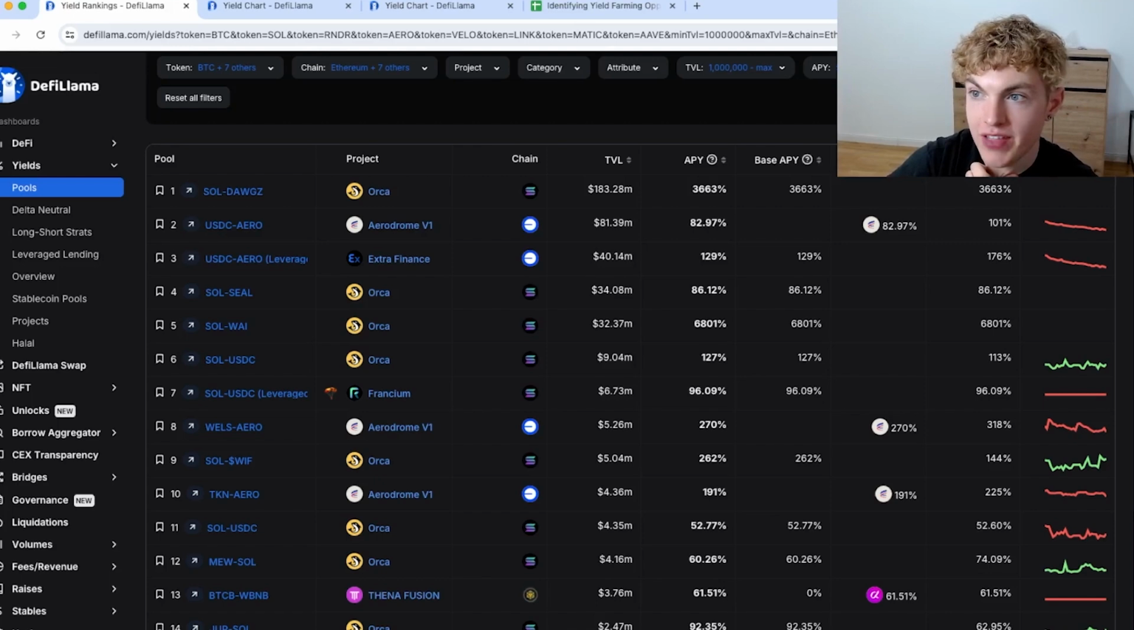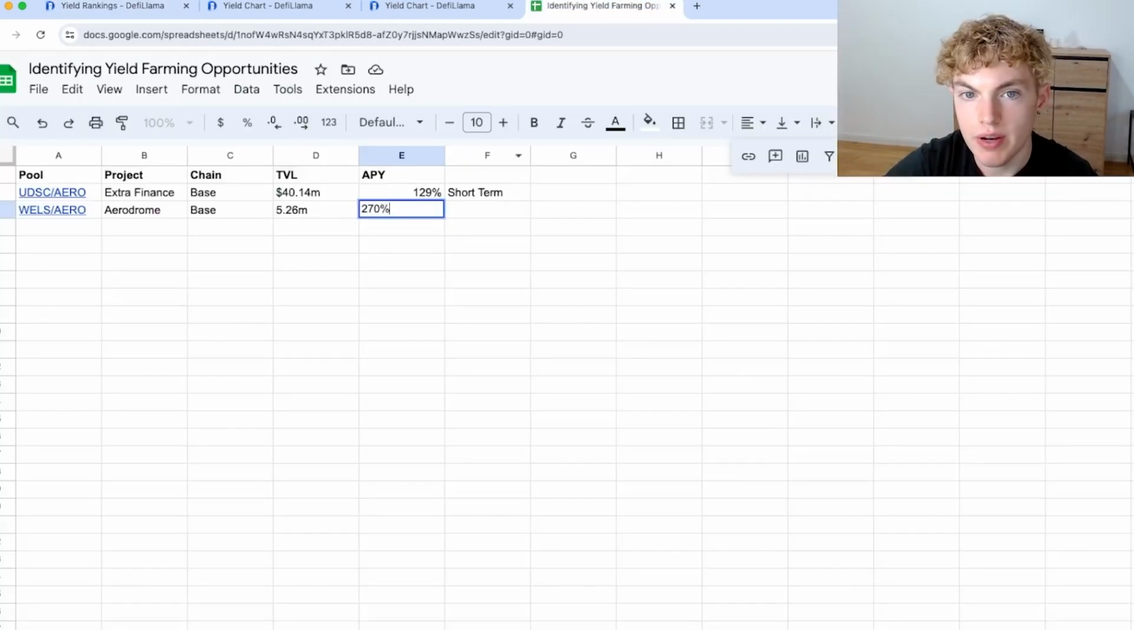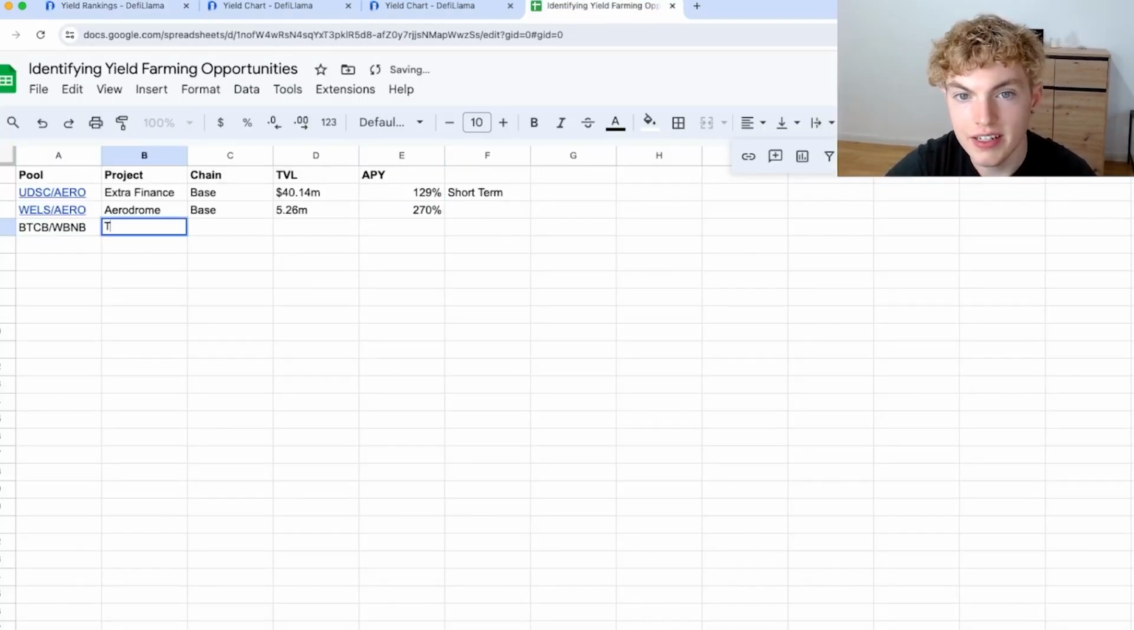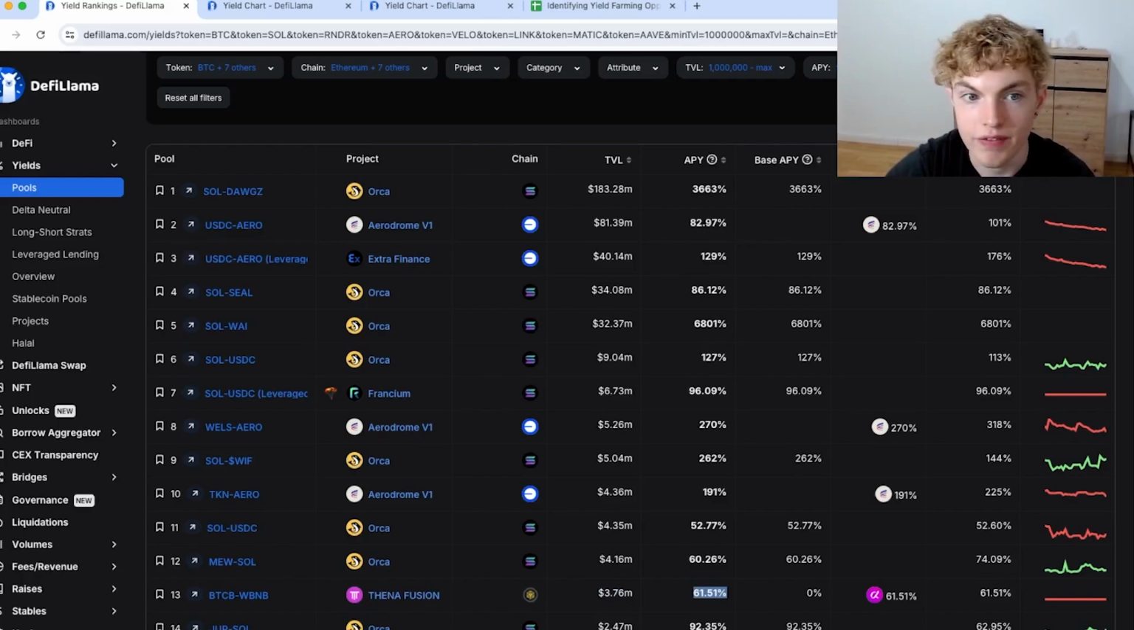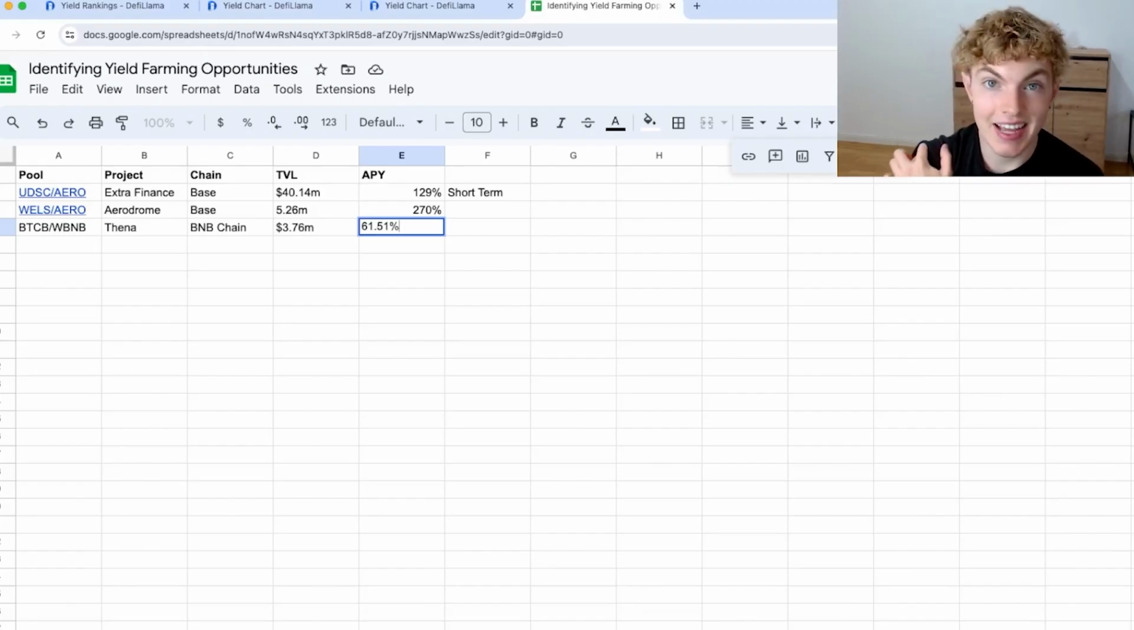So let's see if we can find some non-Aerodrome positions as well. I am looking for stuff that has the reward APY over here, and I found a decent position, it seems. This BTCB WBNB over on Thena. So I'm gonna go ahead and add this to the list. This is on Thena, non-Aerodrome, not Extra Finance. This one has a 3.76 million TVL, and the APY is looking like 61.51%. Keep in mind, Thena has concentrated liquidity, so most likely when we dive in and start to simulate the results on Thena, it's going to end up being a higher return.